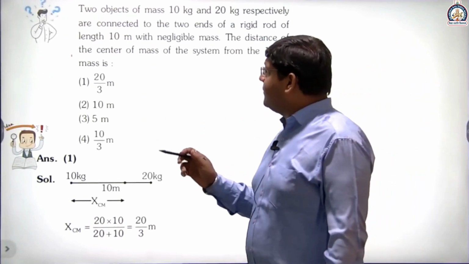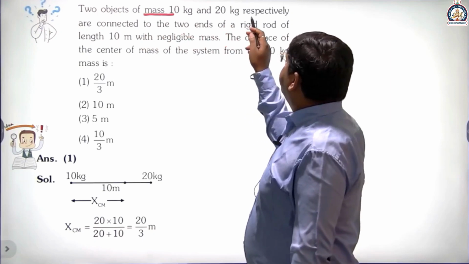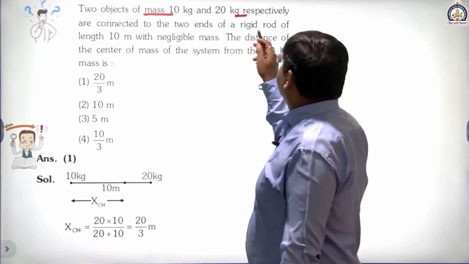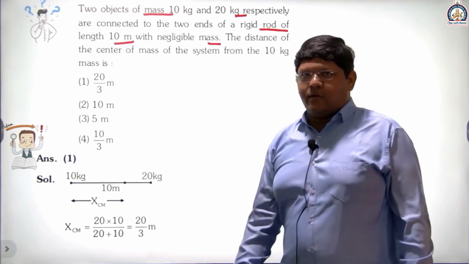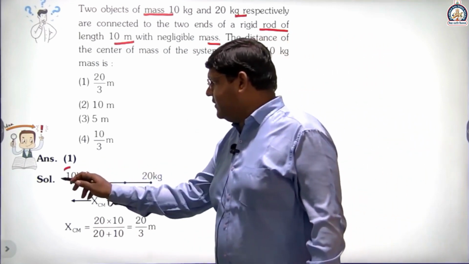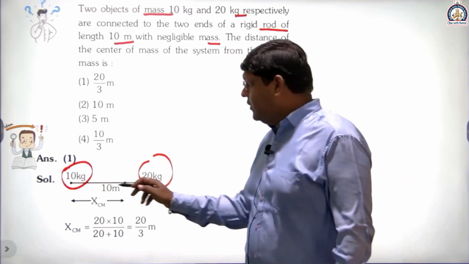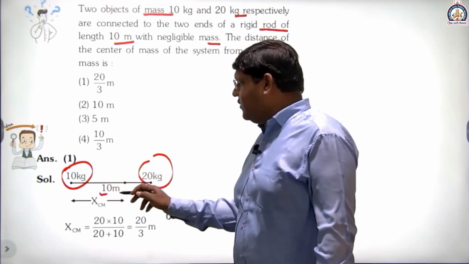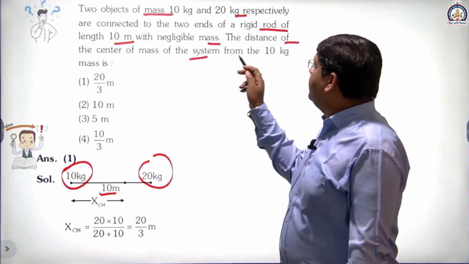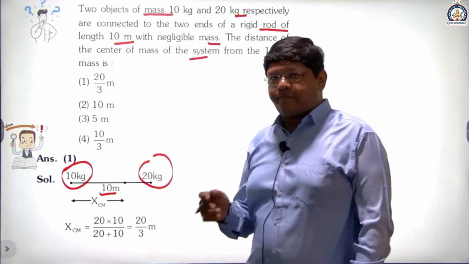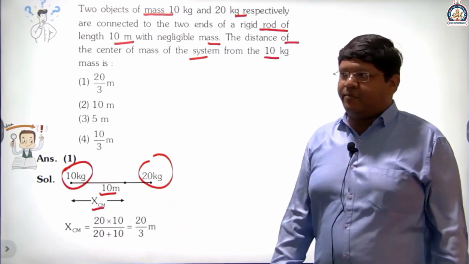The next question is: two objects of masses 10 kg and 20 kg are connected to two ends of a rigid rod of length 10 meter with negligible mass. The question says there are two objects, first is 10 kg, other is 20 kg. Now both are connected through a rod of length 10 meter. Now we have to calculate the distance of the center of mass from the 10 kg.